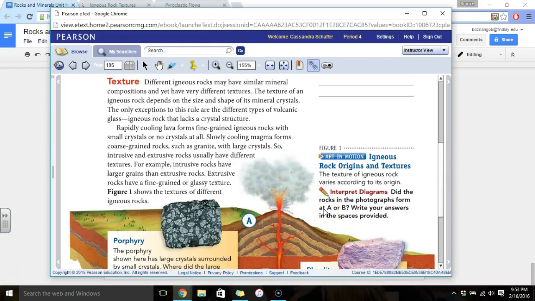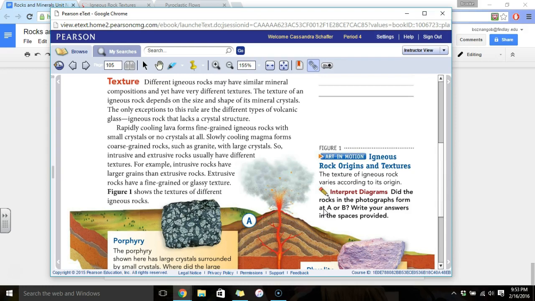Welcome back, geologists. So today we're going to talk about texture, and we're going to talk a little bit about what's in the book, and then I'm going to add a little bit of extra information for you just on the outside so you kind of have a better idea of what's going on. So on that note, let's go ahead and get started.